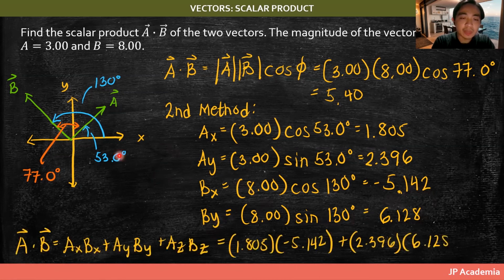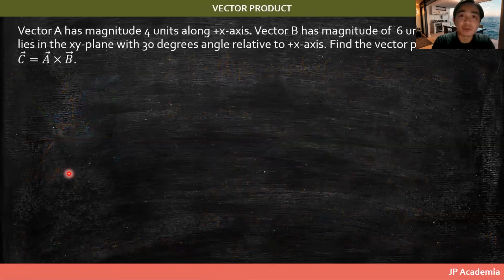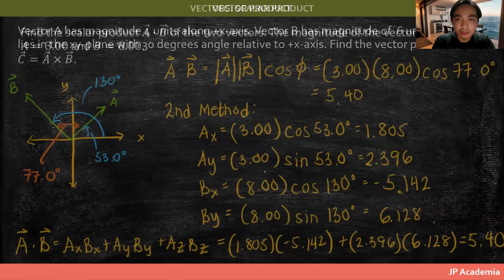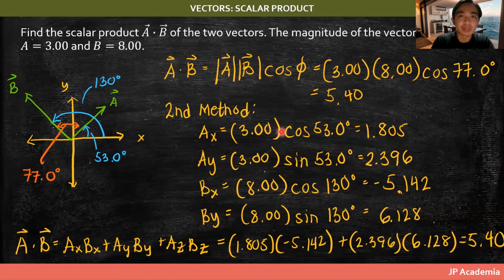Pagkakuha mo niyan, gamitin mo tong formula na to. A dot B is equal to A sub x, B sub x. So, minumultiply mo lang yung x components nila plus A sub y, B sub y. Multiply mo lang yung y components. Then, plus A sub z, B sub z. Multiply mo yung z components. Pero for this case, 2D lang to na x, y. So, wala tayong z components. And therefore, you will get the same answer which is 5.40. Okay? So, ayan. So, 5.40 yung sagot natin.